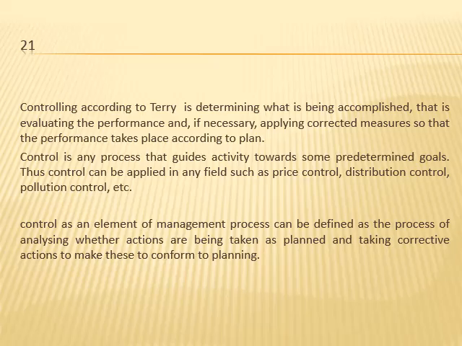Controlling, according to Terry, is determining what is being accomplished. That is, evaluating the performance and, if necessary, applying corrective measures so that the performance takes place according to plan. Control is any process that guides activity towards some predetermined goals. Thus, control can be applied in any field such as price control, distribution control, pollution control, etc.